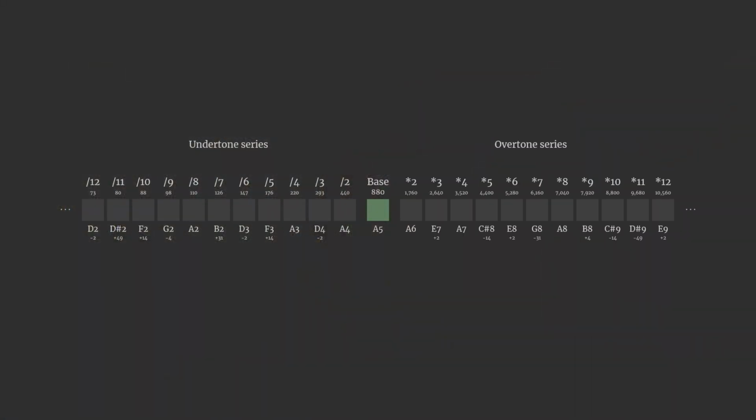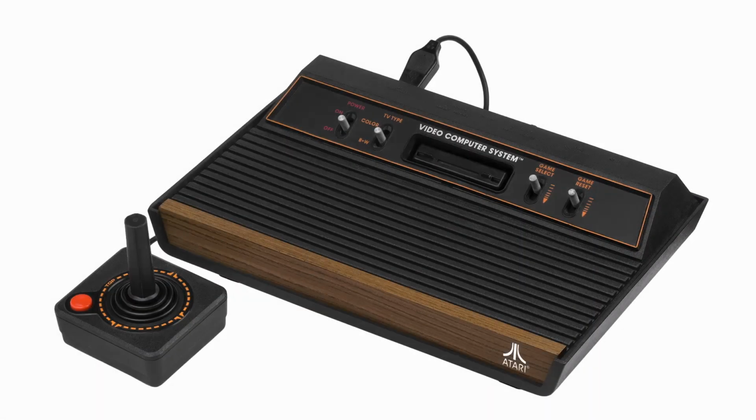The undertone series is a mirror of the overtone series starting on the same note. The undertone series has the same intervals between the tones, but going in the opposite direction. This has an interesting consequence. When there is a major triad in the overtone series, a minor triad can be heard at the same position in the undertone series. The undertone series has a very practical application in early game audio.